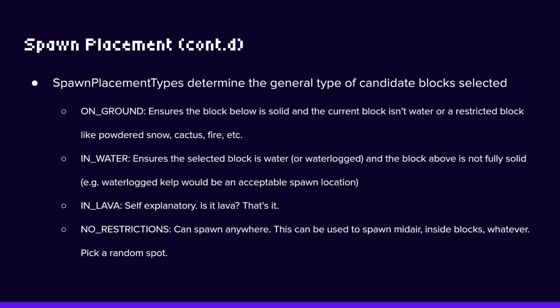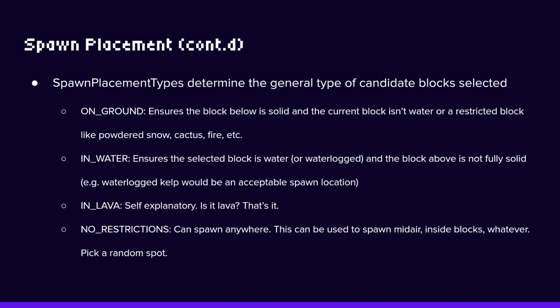So, when you register a spawn placement, there's a few things you can register with them. The first one is the spawn placement type. They determine the general type of blocks that are selected to be candidates for spawning. So you have on ground, which ensures that the block below it is solid, and the current block isn't water or any other restricted block like powdered snow, cactus, or fire. Because you don't want to spawn somewhere where you'll just die instantly.